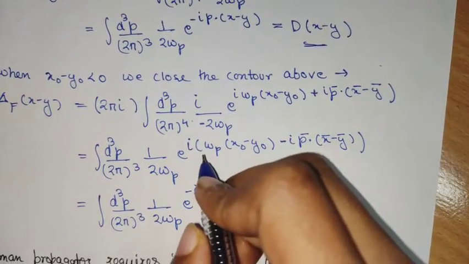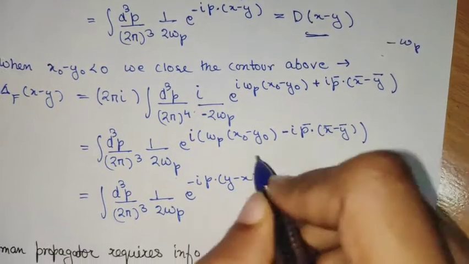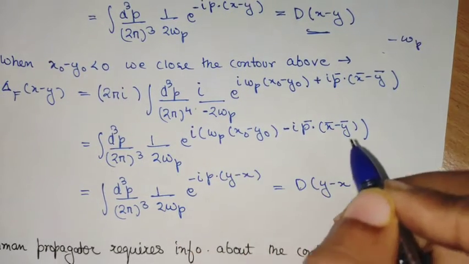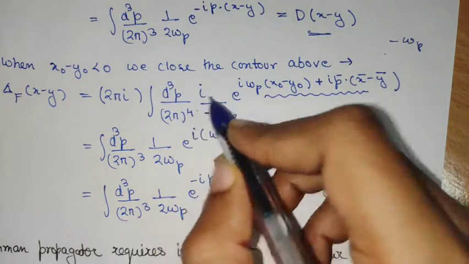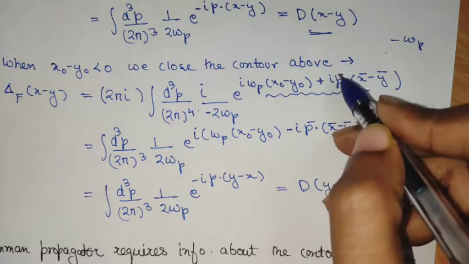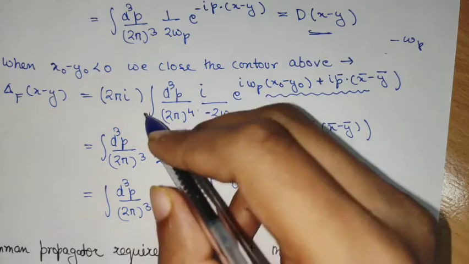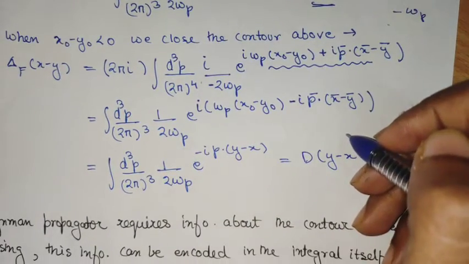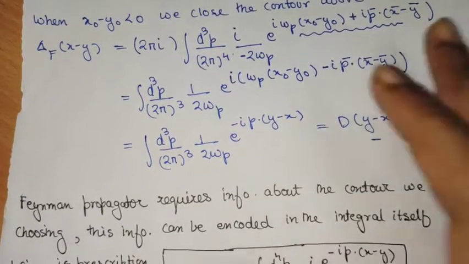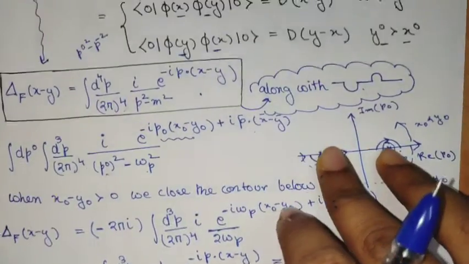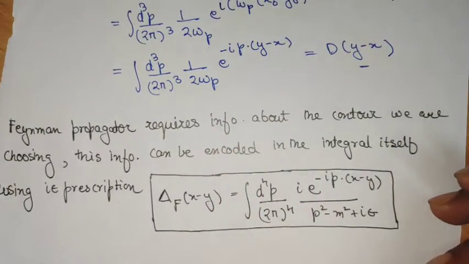But here we will just use one trick. When we put the value minus omega p, we will see that we will get something of this form. But you see, as there is a dp, I can take p to minus p. It will keep this invariant because the limits will also switch sign. So with this we see that we will get D(y minus x). So we saw that this particular integral along with the contour gives this thing.